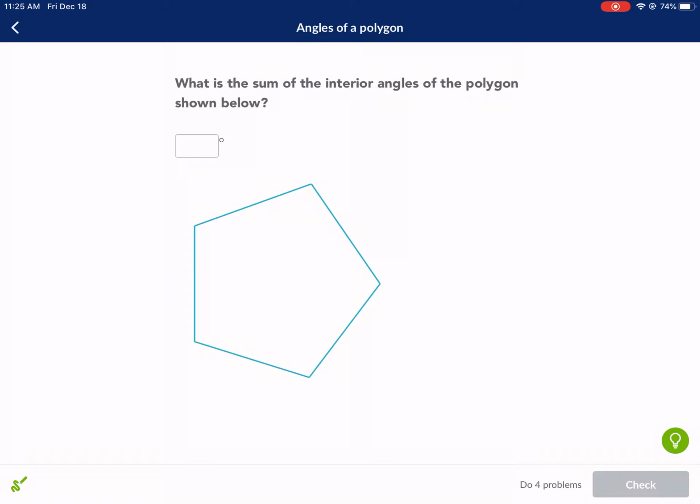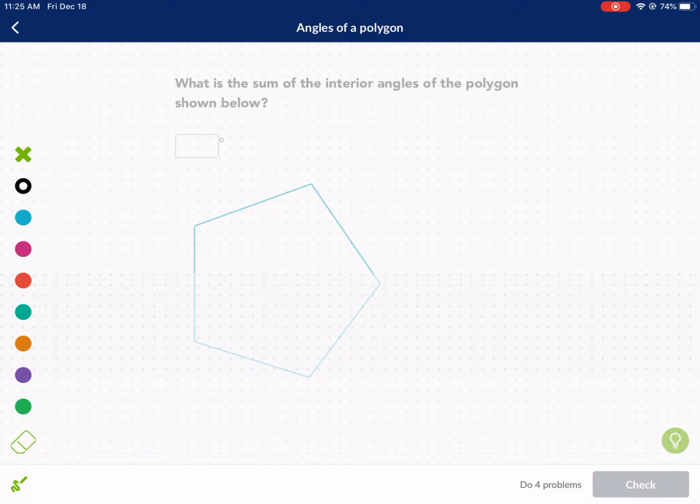We are doing angles of a polygon. For all you geometry students, this is probably chapter 6. We're going to talk about polygons and their interior angles. Let's go ahead and get started.